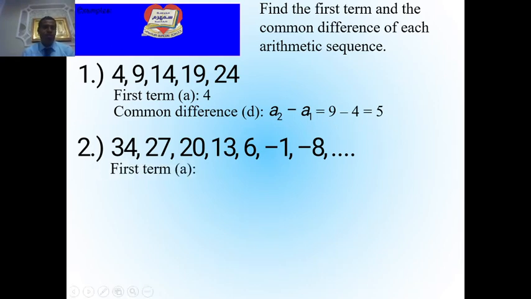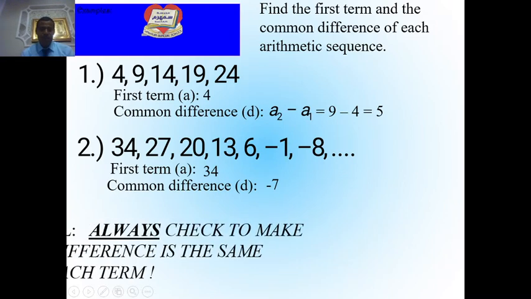For the second sequence, we have 34, 27, 20, 13, 6, minus 1, minus 8, and so on. You can see that this arithmetic sequence is decreasing and keeps decreasing. It means that you subtract an amount each time, which is the common difference. The first term, my learners, is 34. The common difference is, for example, a2 minus a1, or a3 minus a2, or the fourth term minus the third term, and so on. The common difference is minus 8 minus minus 1, which gives minus 8 plus 1, which gives minus 7.